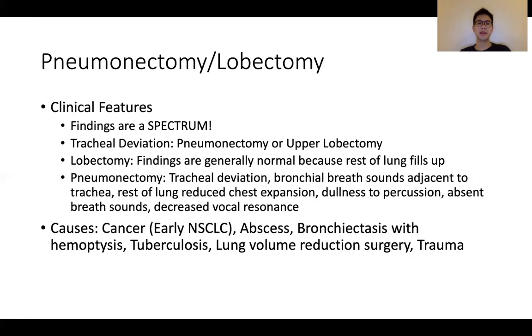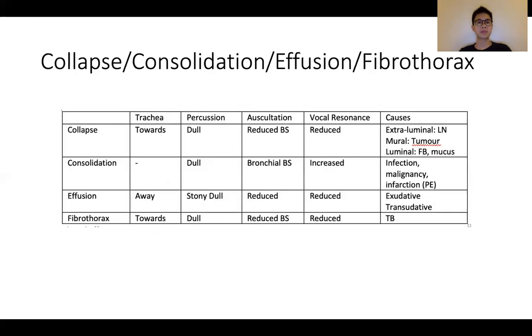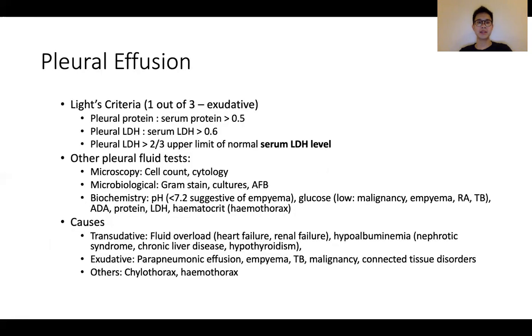Causes for pneumonectomy and lobectomy will include malignancy or suspected malignancy, abscess, bronchiectasis, TB in the past, lung volume reduction surgery, and surgery for trauma. This slide summarizes the clinical features that distinguish collapses, consolidations, effusions, and fibrothoraces. I'll leave it to you to read and to conceptualize it in your mind.